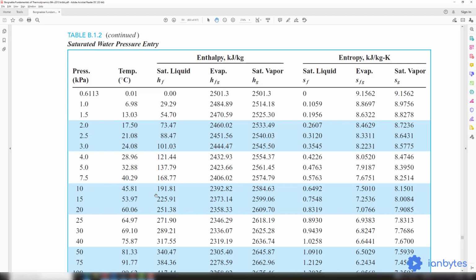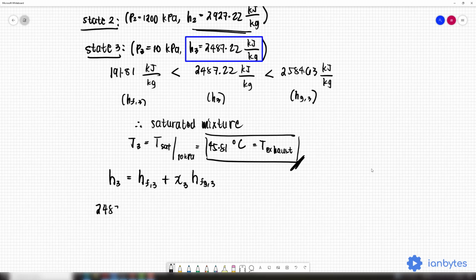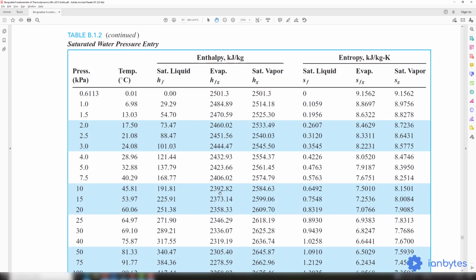Now, since it is a saturated mixture, meron siyang quality that is between 0 and 1. To solve the quality, remember our formula. The actual value for enthalpy H3 is equal to the saturated liquid enthalpy HF at state 3 plus the quality at state 3 multiplied by HFG at state 3, whereas your HFG is your latent heat of vaporization that can be obtained from the table. So we have H3 that is equal to 2,487.22 kilojoules per kilogram equals 191.81 kilojoules per kilogram, which is just this one. Okay, plus X3 multiplied by HFG, which can be found in our table. That is just equal to 2,392.82. Let me just write that down.